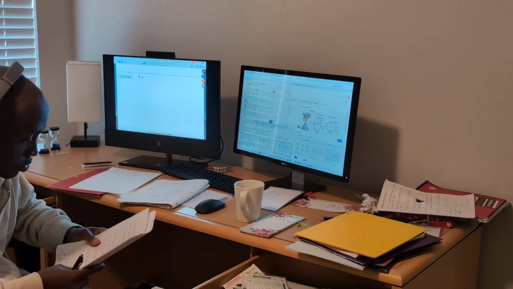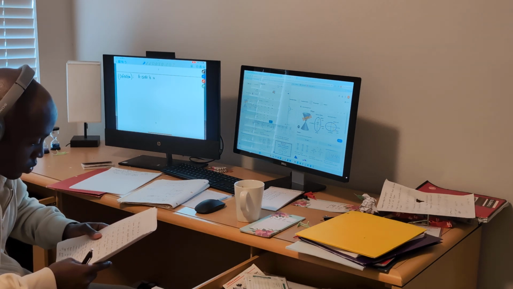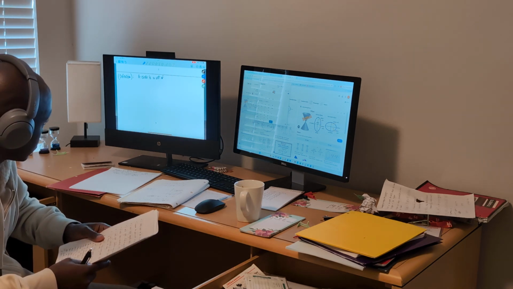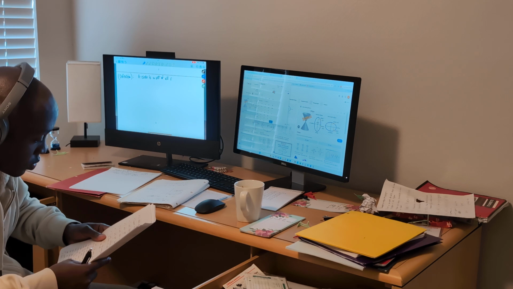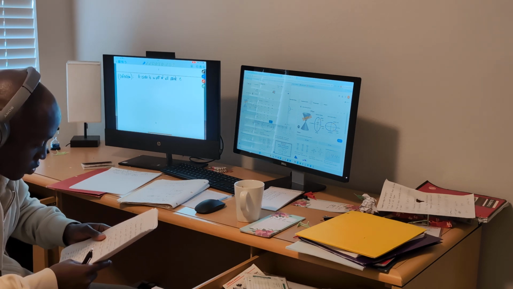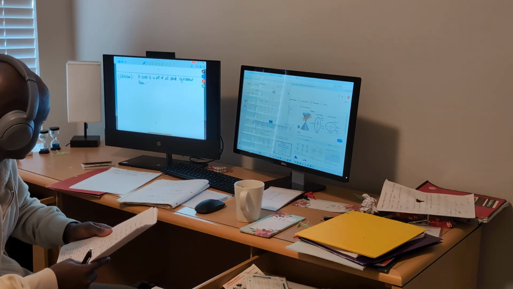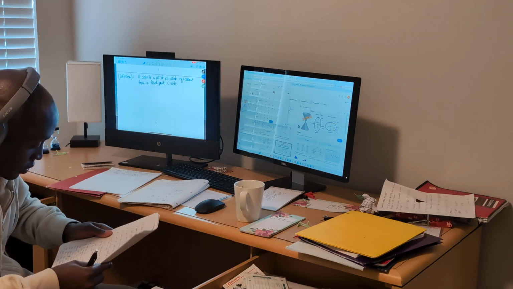A circle is the set of all points equidistant from a fixed point. And that fixed point, of course, is the center of the circle.